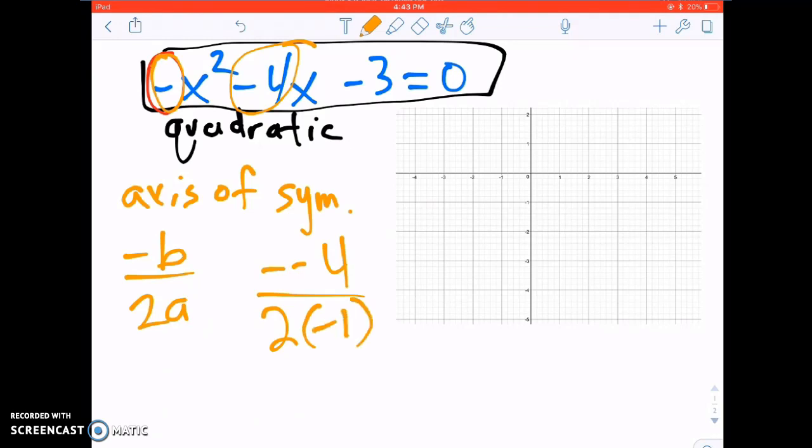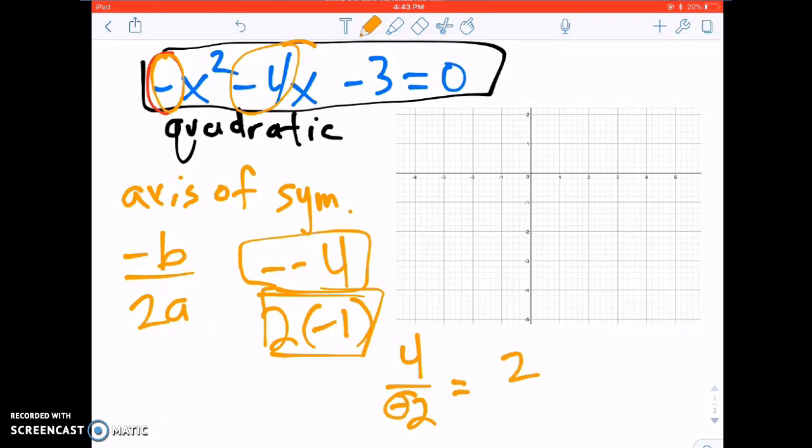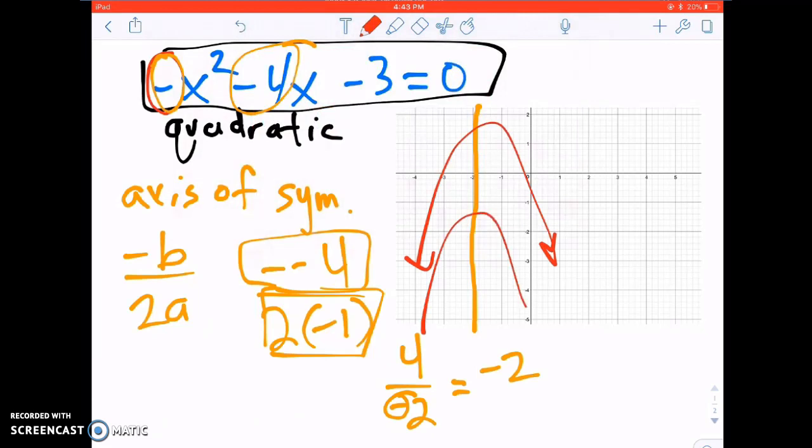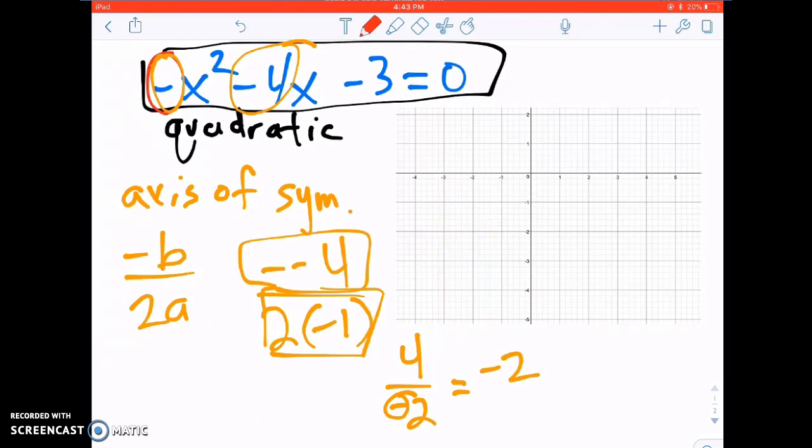So a lot of negatives here. Negative 4 is going to be positive 4, and 2 times negative 1 is going to be negative 2. So 4 divided by 2 is 2, and there's still a negative, so negative 2 is our axis of symmetry. That means somewhere along this line is our vertex, and our graph is going to have a center on here. It might look like this, or this, or this. We just know that it has to be centered along that axis of symmetry.